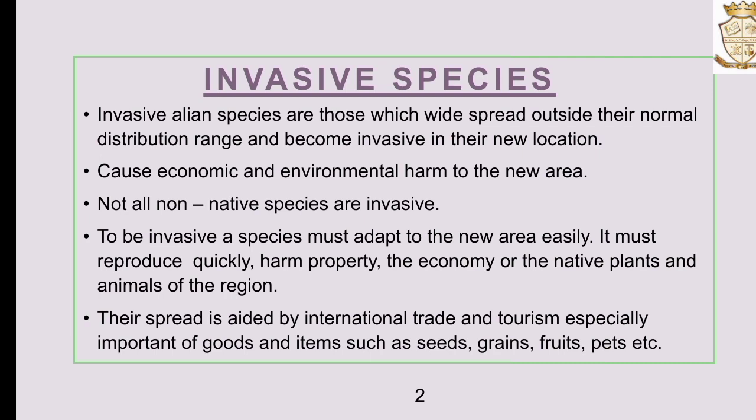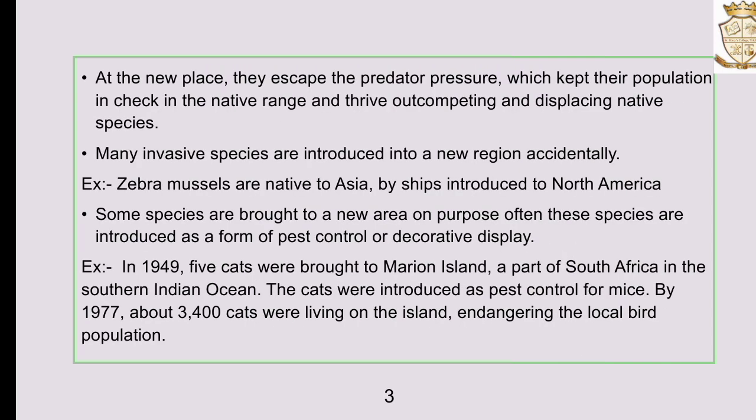Their spread is aided by international trade and tourism, especially the importing of goods and items such as seeds, grains, fruits, pets, etc. In the new area, they escape the predator pressure which kept their population in check in the native range, and thrive, outcompeting and displacing the native species.